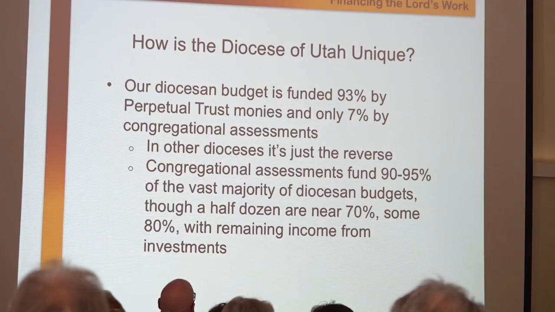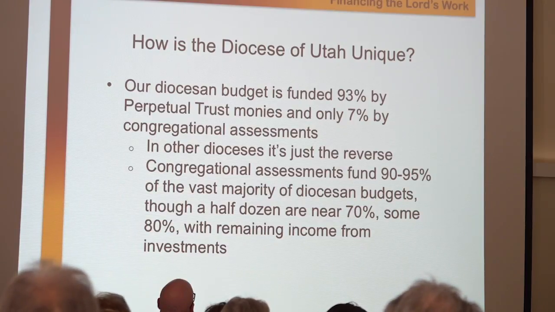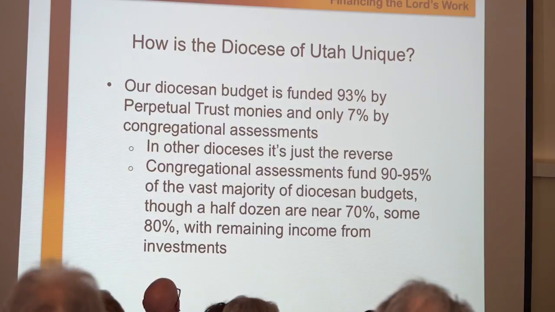Now here's the amazing thing. In all other dioceses of the Episcopal Church, it is literally just the reverse. In most other dioceses, 90 to 95% of income comes from assessments flowing from the congregations. Although some have enough investments, some of our older East Coast dioceses have enough investments to receive only 70 or 80% of their diocesan budget from their congregations.